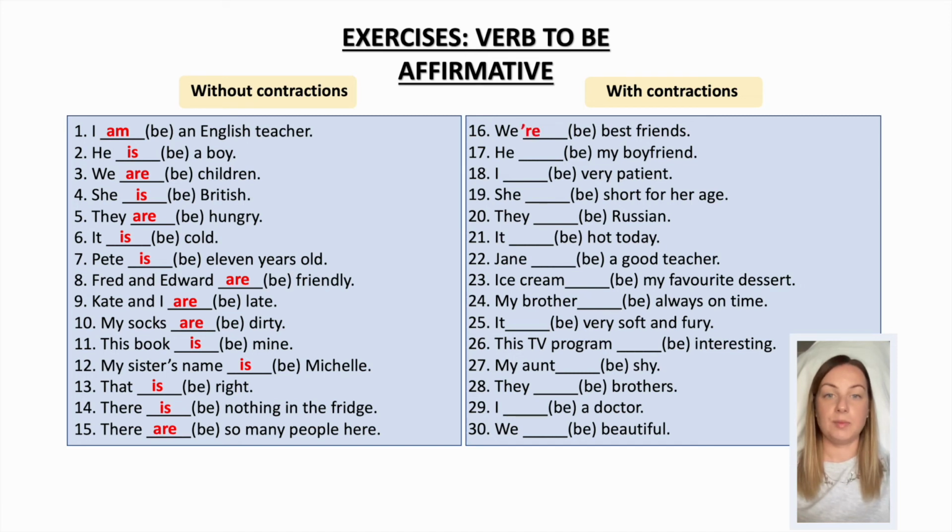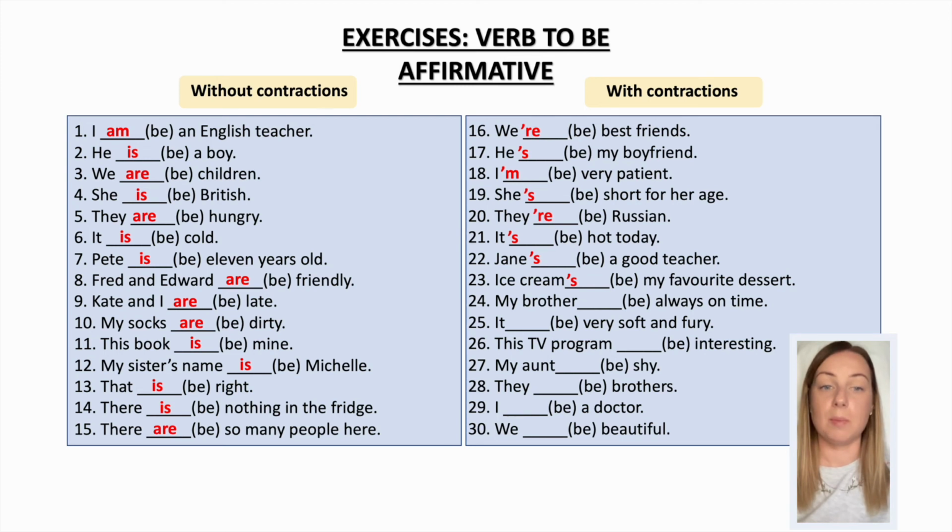Number 16, we're best friends. Number 17, he's my boyfriend. Number 18, I'm very patient. Number 19, she's short for her age. Number 20, they're Russian. Number 21, it's hot today. Number 22, Jane's a good teacher.